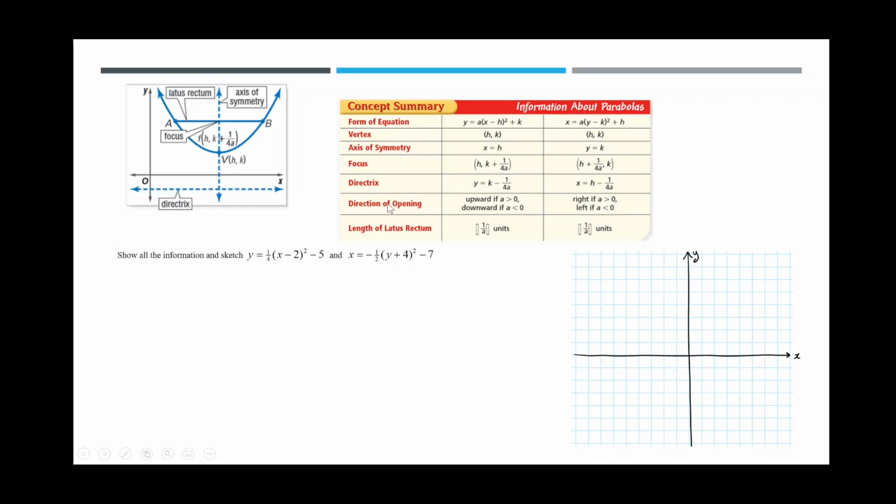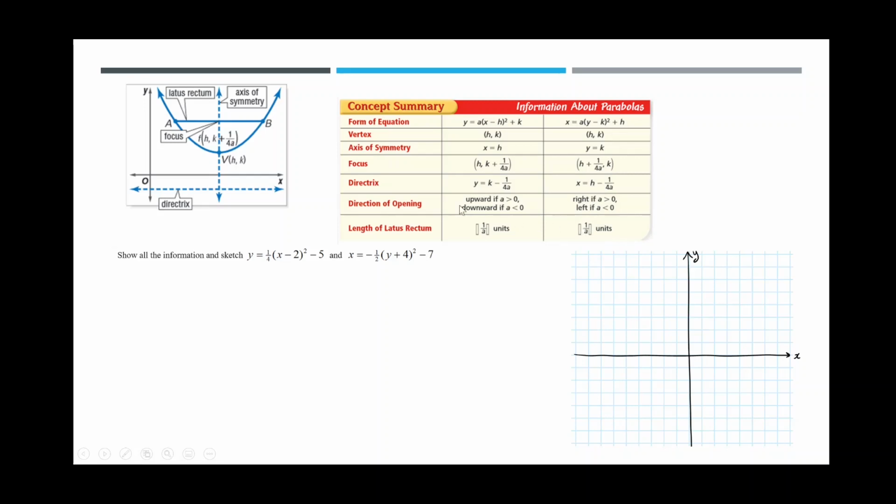We can have direction of opening up and down. So this is what you've usually seen for parabolas that are functions. But we can also have parabolas that are going to be oriented horizontally. So they could be facing to the right or to the left. These bars right here, they're supposed to be absolute values. Okay, so here we go.